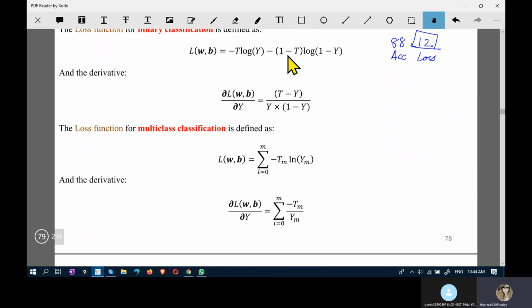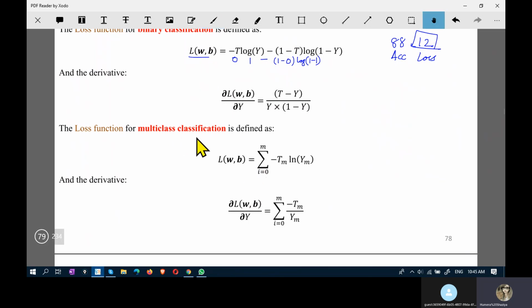And the loss, this is for binary classification. What is this? This is log of T. T is the true class, and Y is the predicted class. The loss is minus T times log of Y, minus 1 minus T times log of 1 minus Y. T is the true class. If it should belong to class 0 and the output is 1, then this is 0 times log of 1, minus 1 minus 0 times log of 1 minus 1. Like this you have to perform the equation and operation to obtain the loss.